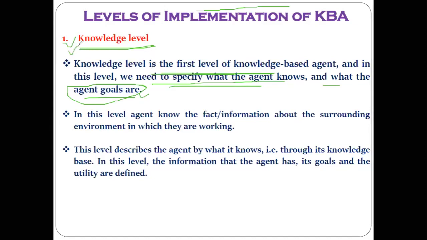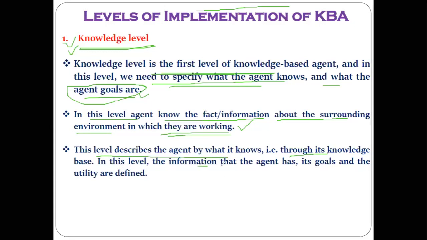So in the first level, that is the knowledge level, we need to give some knowledge, some information to the knowledge base agent. In this level, the agent will know about the facts or the information about the surrounding environment in which the agents are going to work. You are getting the first level? What we need to do is give some knowledge to the knowledge base agent. So we describe the agent by what it knows through its knowledge base. That information we'll put in the knowledge base.